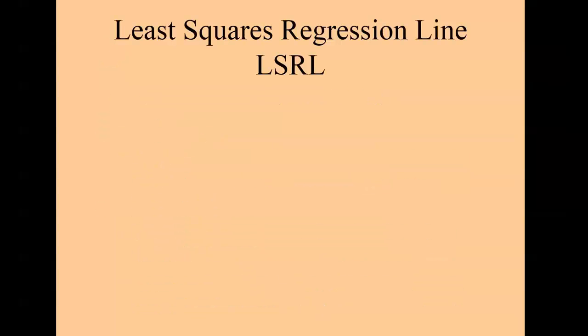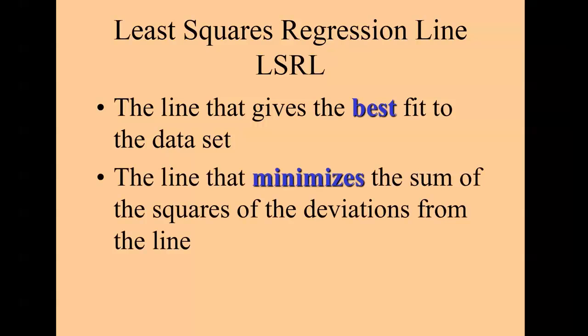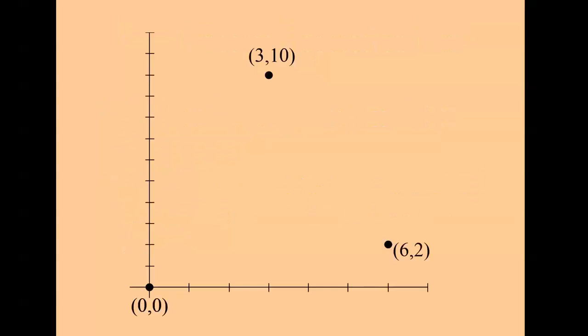Okay, so LSRL formally stands for the phrase least squares regression line. So let's talk a little about what we mean by least squares regression line. This is the line that gives the best fit to the data set. In other words, it's the one that does the best job predicting y from x. And we'll talk about what it means when we say this phrase minimizes, but it's the line that minimizes the sum of the squares of the deviations from the line. And again, we'll get to a visual on that.